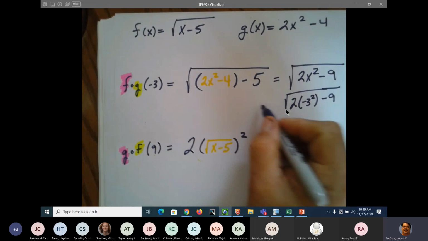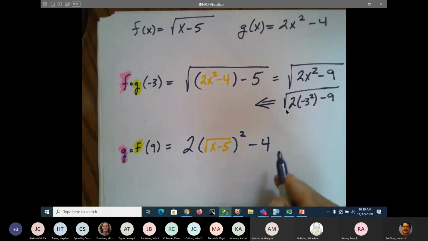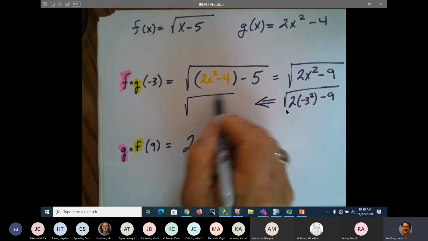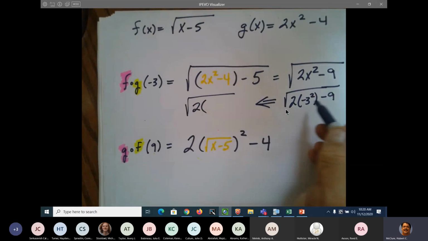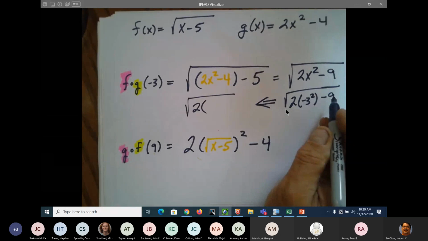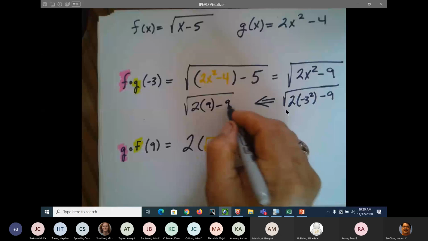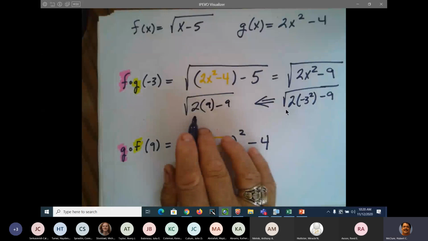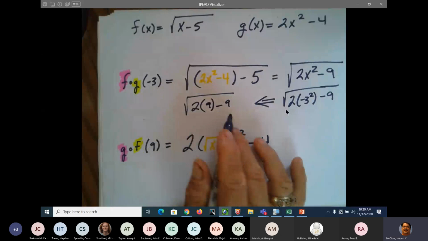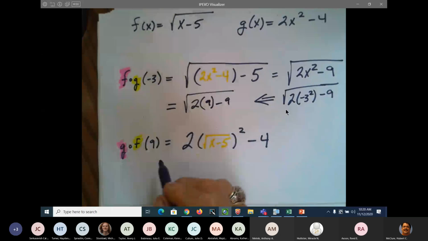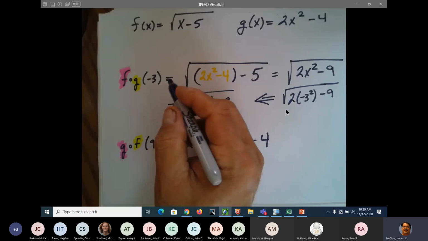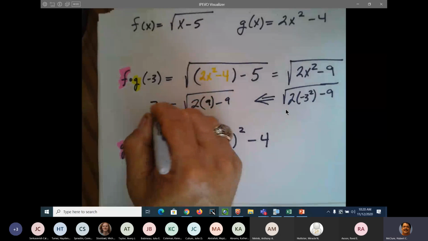And that's going to give me the square root of 2 times, what's -3 squared? That's 9. And what's 18 minus 9? 9. And the square root of 9? 3.